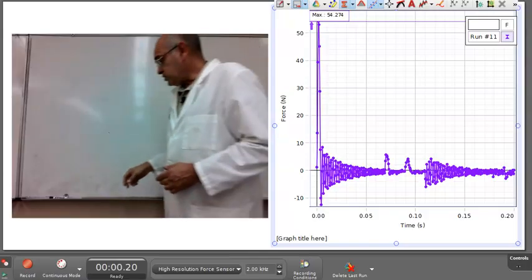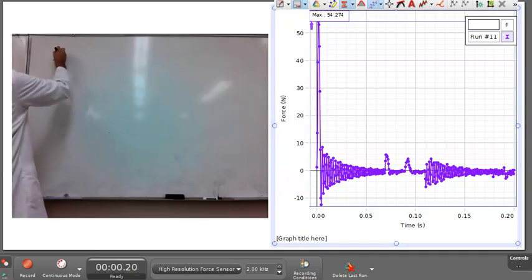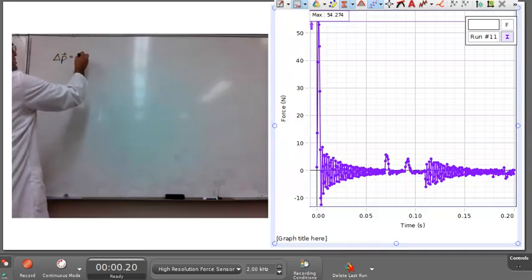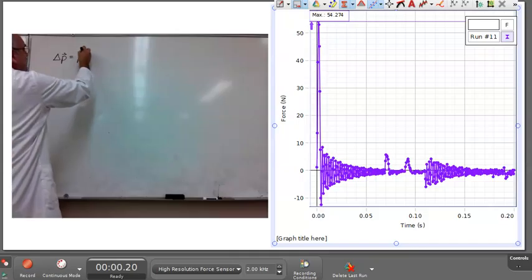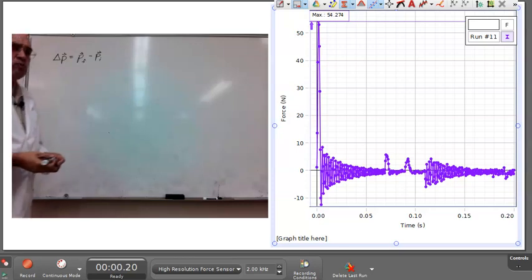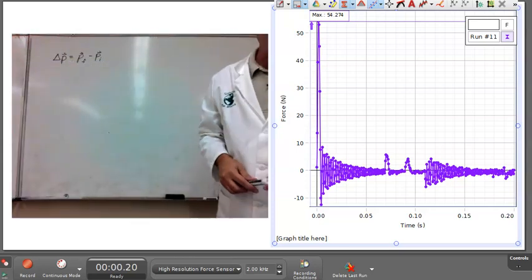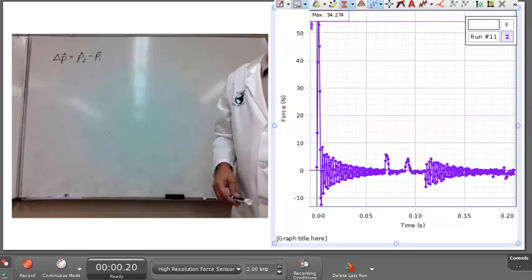Okay, so I'm going to diagram things as we go along using the whiteboard here. We'll start off with a definition, recalling that momentum is listed as P. Then we can write delta P is equal to Pf minus Pi, that is to say, the final momentum minus the initial momentum, just like we did with change in position and change in velocity.